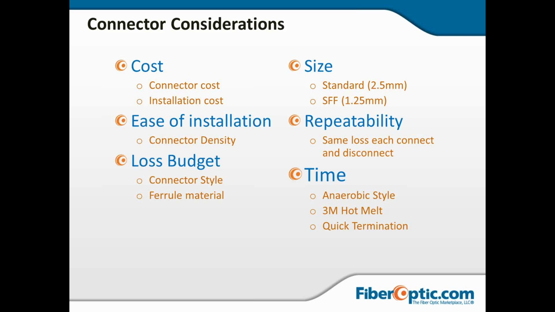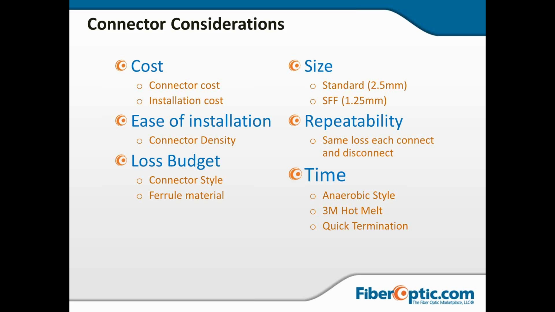And again, we get back to time. Anaerobic style is your 2-part epoxy, or you've got the hot melt style. Now, a lot of people have preferences one way or the other. I personally have found that the hot melt works pretty well for me, but other people are just as quick to tell me that those are worthless and that they prefer the 2-part epoxy. I've used both in classrooms and in certain applications, and I really don't see a difference. I just find the hot melt personally easier to use.